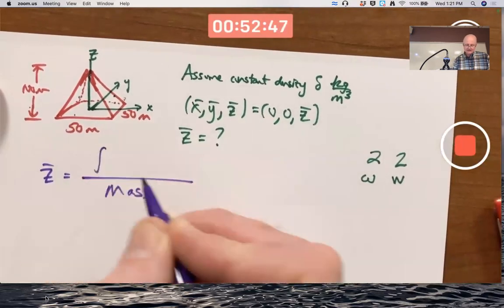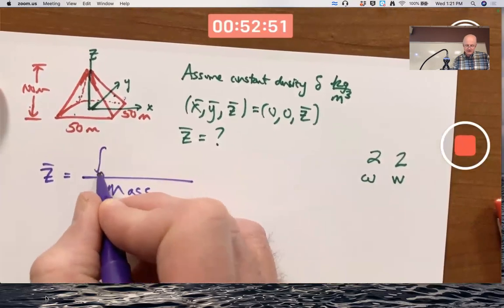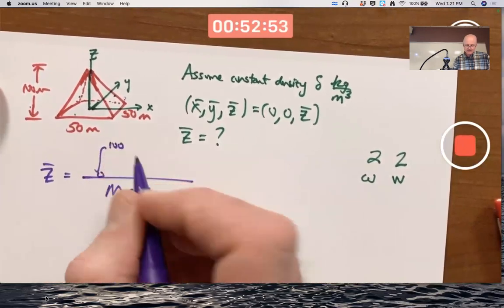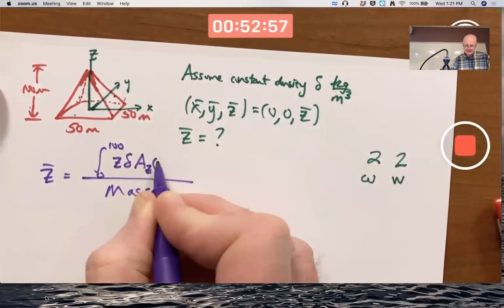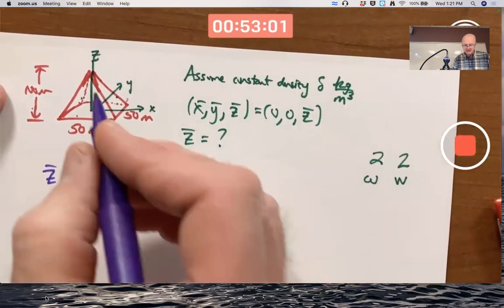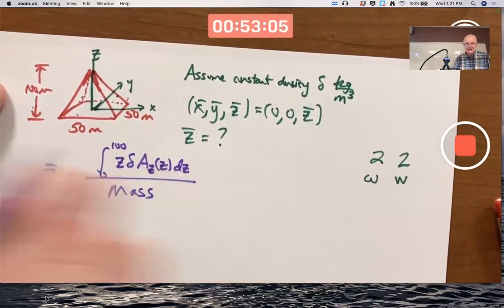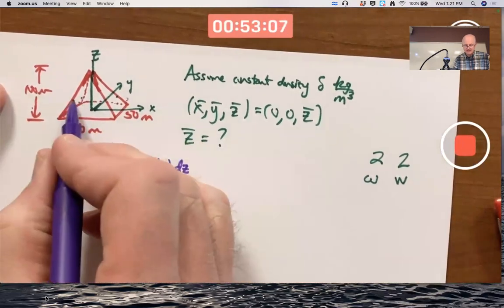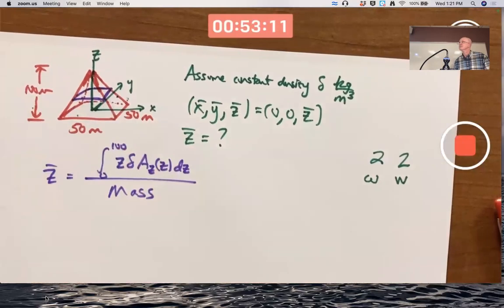The top is the total moment in the Z direction. Z is going to go from 0 to 100 here. It'll be Z times delta times A sub Z of Z, where A sub Z of Z is going to be the cross-sectional area this time, not length, when I slice this with horizontal slices perpendicular to the Z axis like this. And those are going to be squares because it's a square base.